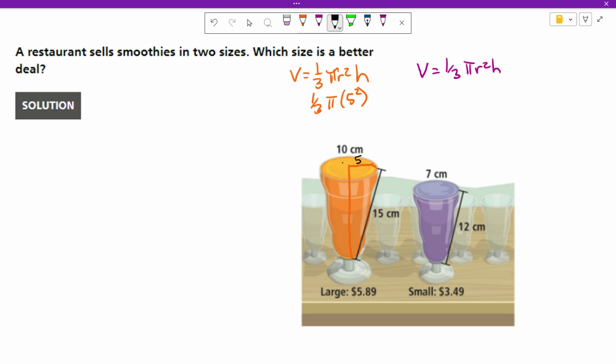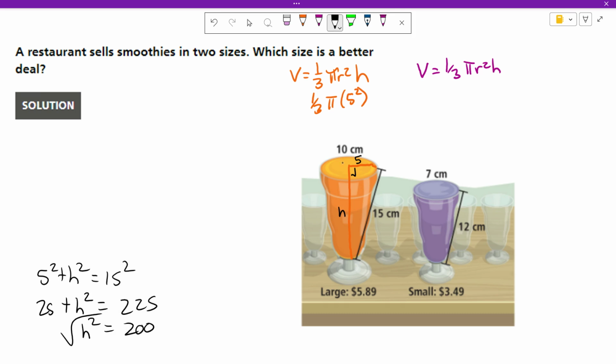So this is 5. We need to find the actual height. It is a triangle. What do we do with that triangle? Pythagorean theorem, because it's a right triangle. So 5 squared plus h squared should equal 15 squared. 25 plus h squared equals 15 squared. That's 225, right? H squared equals 200. Take the square root of 200.